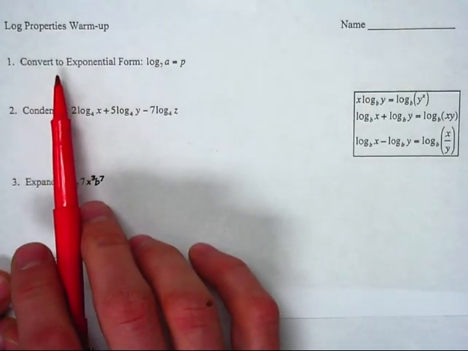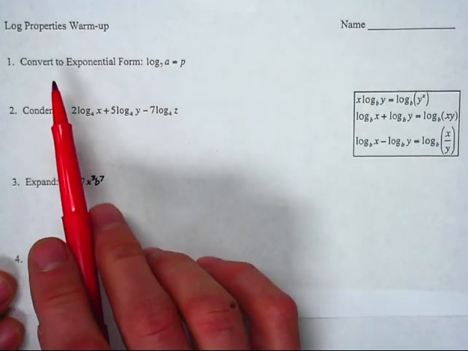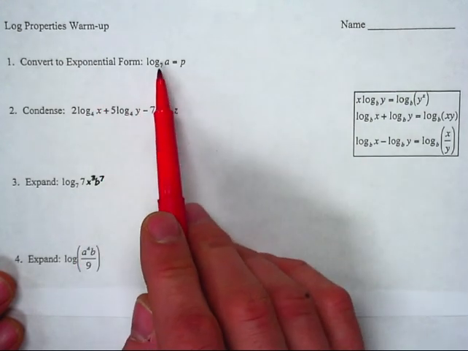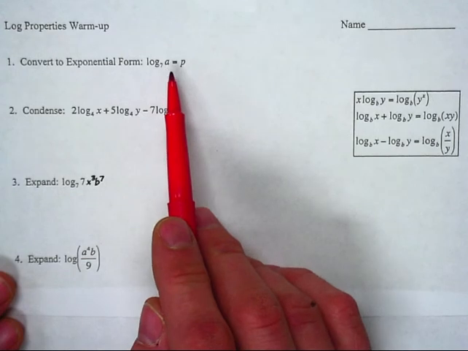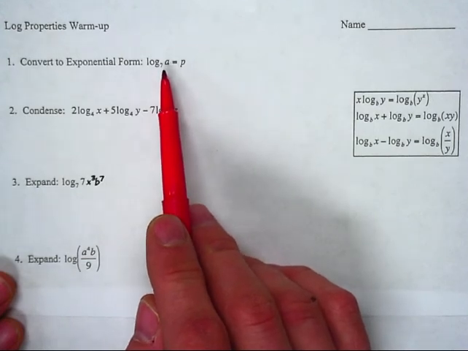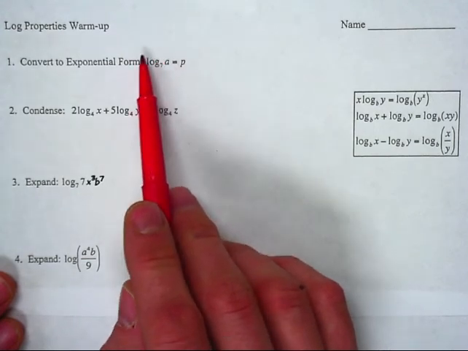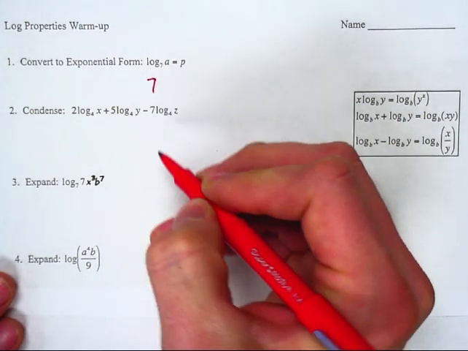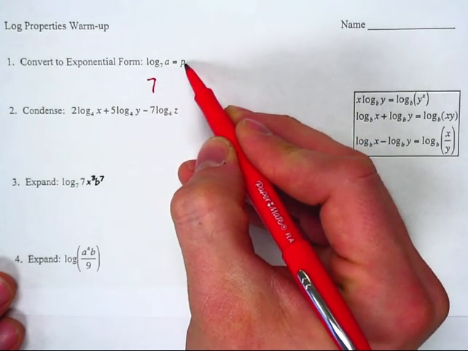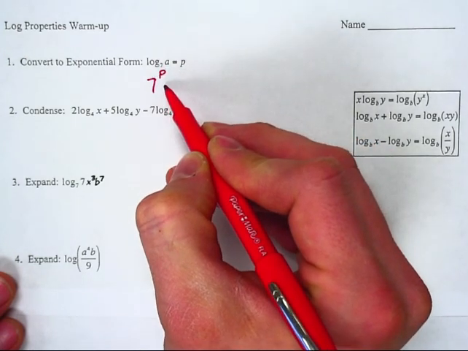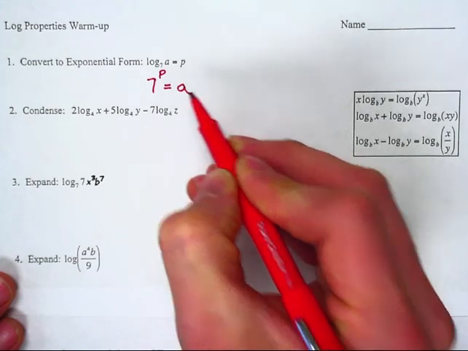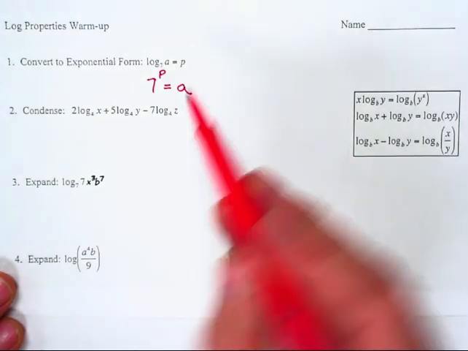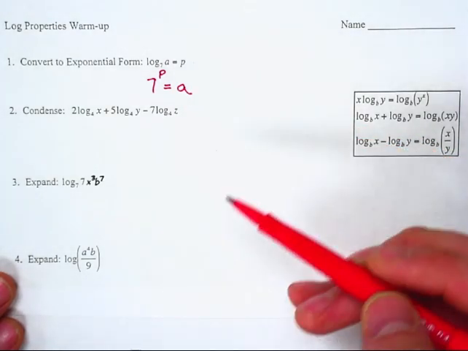So first of all, this one isn't so much a property problem, just understanding exponential and logarithmic forms of an equation. If we have log base 7 of a equals p, well, that means that the base is 7. That's why we say log base 7. The output of a logarithm is the exponent, so this can be rewritten as 7 with a base. The exponent of that is going to be p, because that's the output of our logarithm, and then it's going to equal a. So you have that as your exponential form of that logarithm. You should be able to move back and forth between those two.